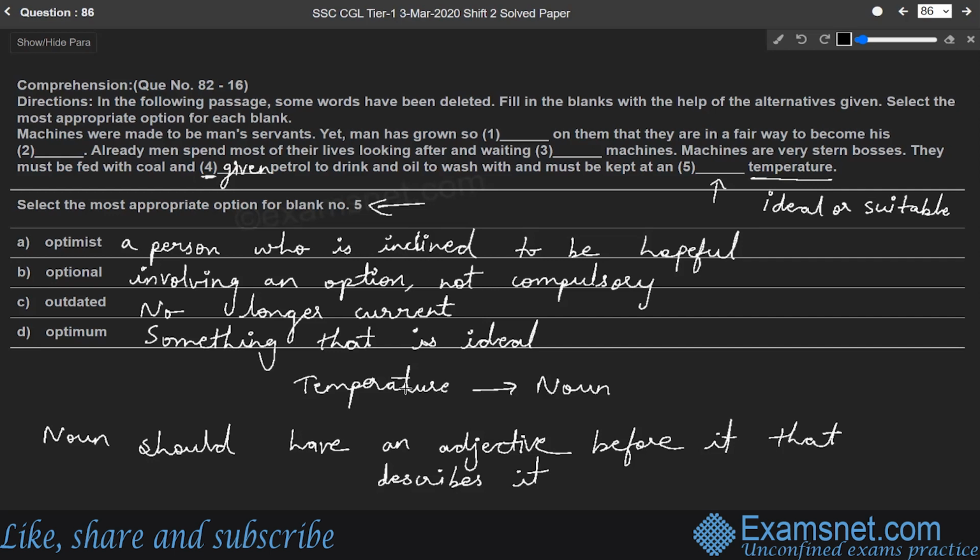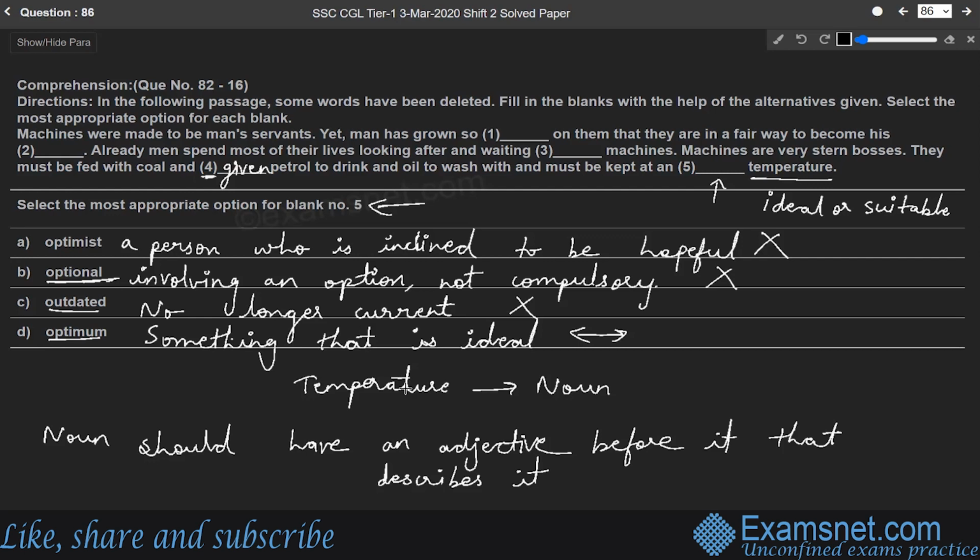And after looking at the meaning of all the words, we find that optimum is the most suitable word for the fifth blank, because you can see that the first option is referring to a person. A person is not related to a temperature, so it is wrong. Second option is optional. It means something that is not compulsory. Again, temperature cannot be not compulsory or be an option. So it is wrong. Third option is outdated. Now temperature is again not something that is outdated. So it is also a wrong option. And the fourth option is something that is ideal. Ideal means something that is suitable. So out of all the meanings of all the options, the correct option is optimum.